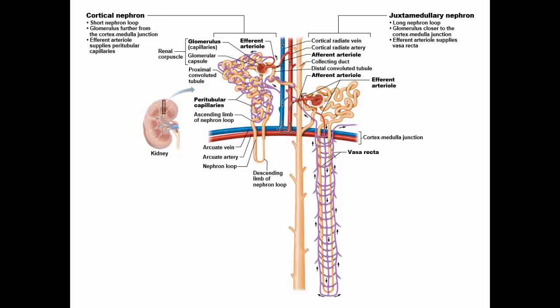So as we look at the blood flow, we have the arcuate artery. Here is that cortical radiate artery. This is one of the cortical nephrons with the very short nephron loop. Anything below the arcuate artery and vein is the medulla. Anything above it is the cortex. So we have a very short renal loop. And here are the peritubular capillaries, all interwoven around the proximal and distal convoluted tubules.